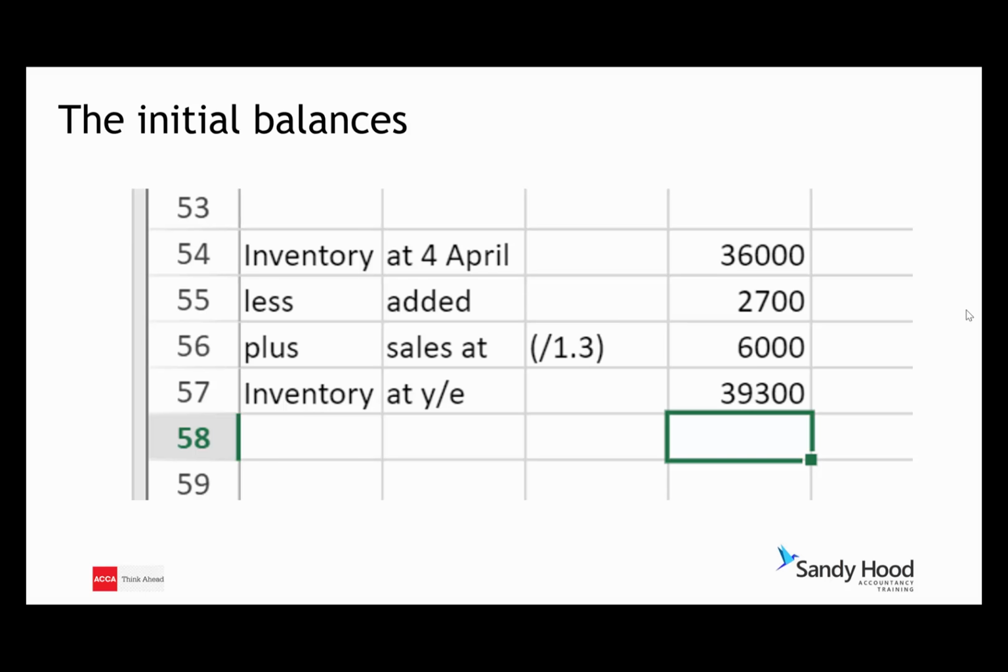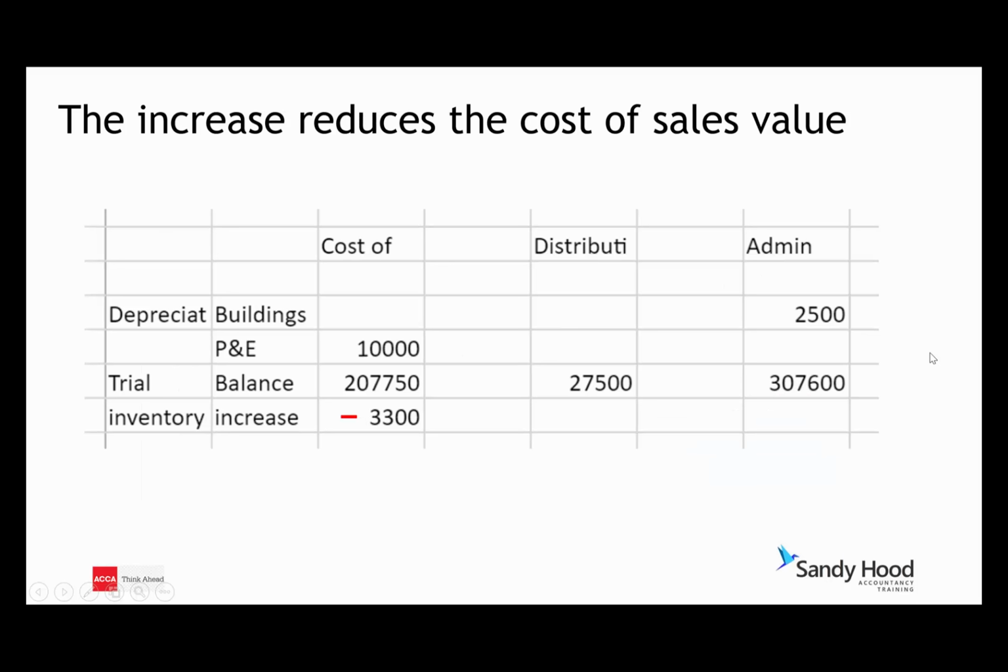So we've now got an inventory value of 39,300, which, as you can probably see, is 3,300 more than we've recorded within our trial balance. And that means that we've got to increase the value of inventory, and we've also got to reduce the value of the cost of sales.